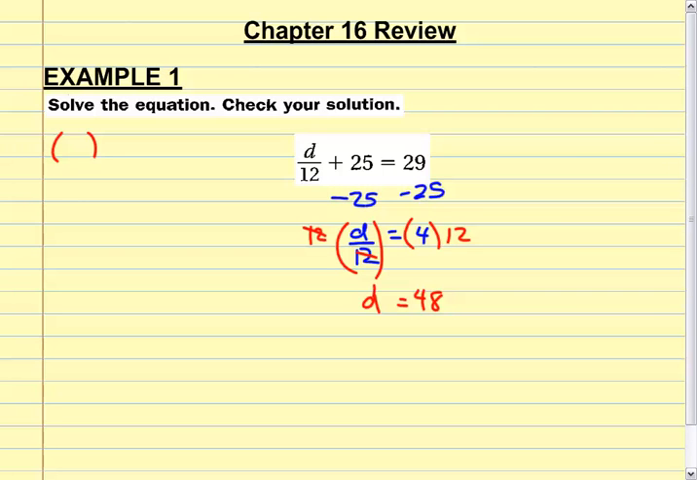Now this says check your solution. So I'm going to rewrite the original equation with parentheses, and I'm going to plug in 48. What do I do first here, David? Remember, we plug in and simplify when we're evaluating to see if this is a solution. What is 48 divided by 12? 4 plus 25 is equal to 29, and then I get 29 is equal to 29. Did we get the right answer? Yes. Nice. Good job.